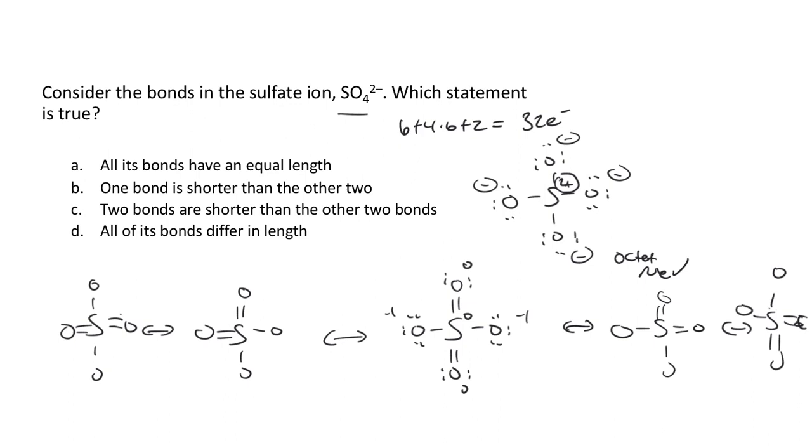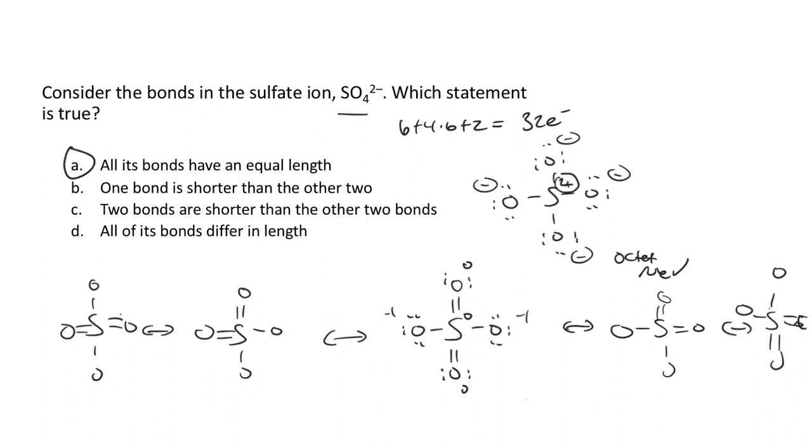Does anybody think the answer is C? Good, because the answer is not C. The answer would be, of course, A, right? So all of its bonds are going to be equal in length. And it doesn't matter, actually, which of the Lewis structures you go with. The octet rule Lewis structure, I think, is probably the clearest. You can clearly see that all the bonds are single bonds, and they all are identical in bond order, so they have to be identical in length.